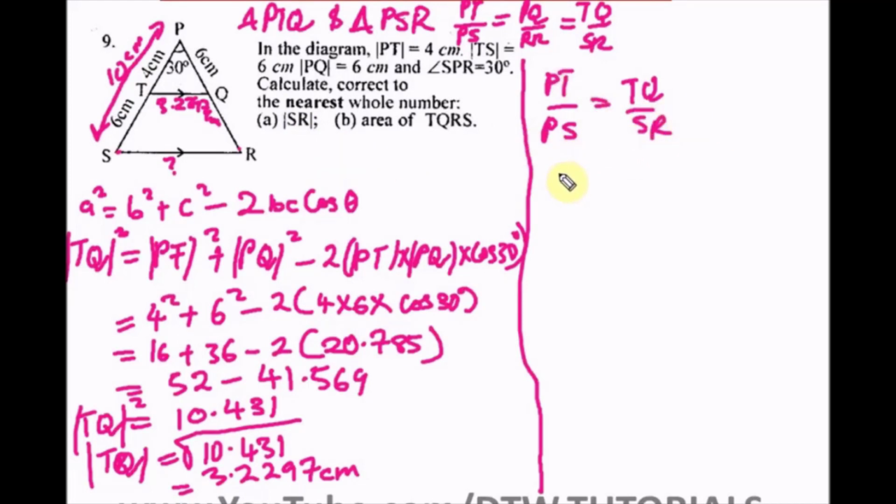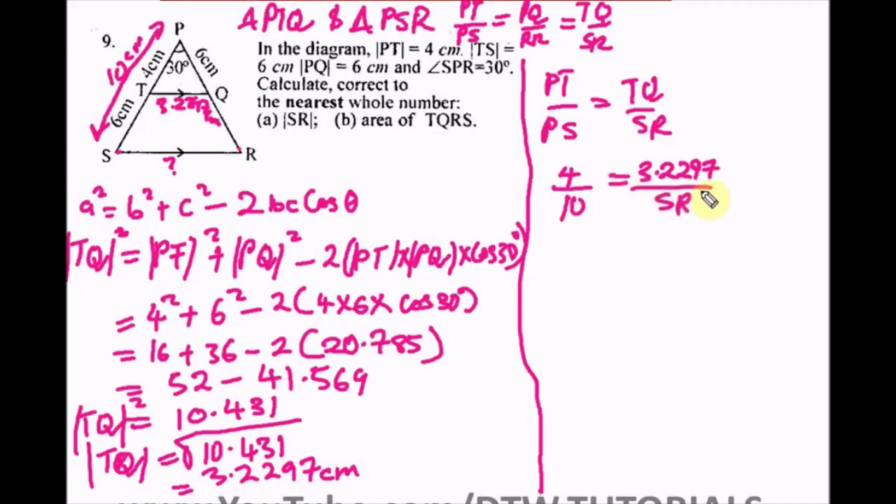Okay, so from here, what is PT? PT is what? 4. Okay, this is PT. Then PS is what? 6 plus 4, which is what? 10, equal to our TQ, which is now 3.2297, divided by SR. We're looking for SR.